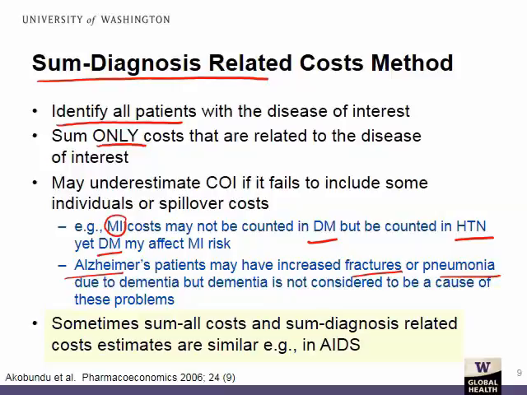Sometimes both methods, the SUM-all costs and the sum diagnosis-related costs methods, can achieve similar results. And we already talked about how HIV, the advanced form of HIV, AIDS, if you have any sort of cost estimates for that health state or that disease, they are likely related to that disease. So the SUM-all costs method and sum diagnosis related costs method might have similar results in this case.